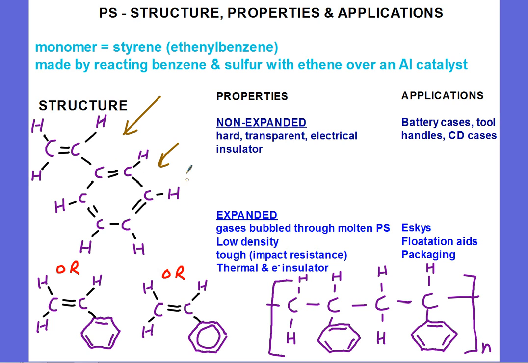Now rather than drawing the full benzene ring, it's sometimes much easier to draw the simplified version. I usually draw this version here, although you can draw it with a circle inside. When you make the polymer, every second hydrogen on this side has been replaced with a benzene ring. It can be made in two ways as well. Non-expanded. When it's non-expanded, it's hard, it's transparent, electrical insulator, therefore used for battery cases and tool handles. In the expanded form, that means gases bubble through it when it's molten. That gives it low density, it's tough, it's a thermal and electrical insulator, therefore used for eskies, flotation aids, and packaging.